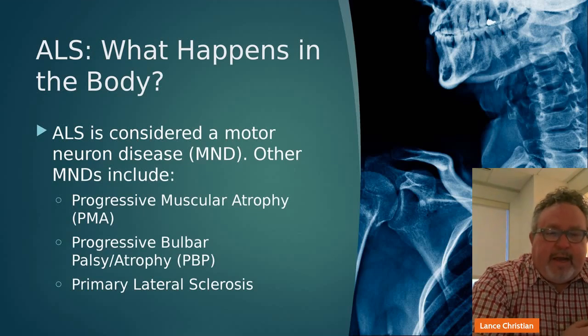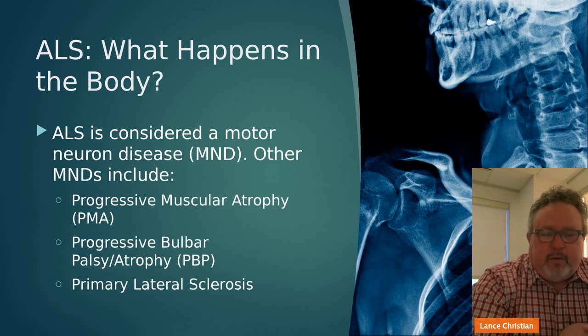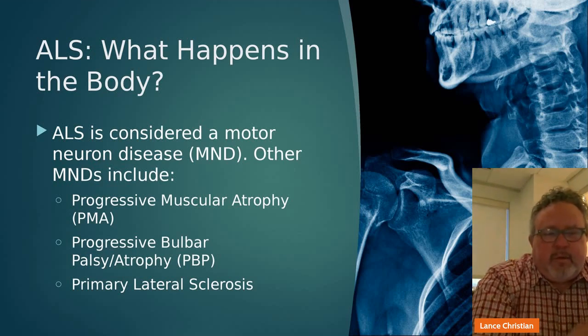Progressive muscular atrophy is an onset form of ALS where primarily the lower motor neurons that go from the spine out to muscles are impacted. And these are causing symptoms that are related to foot drop, weakness in the extremities, hand function, walking, and ability to perform some daily living tasks.